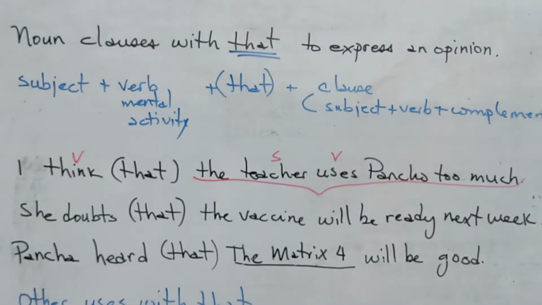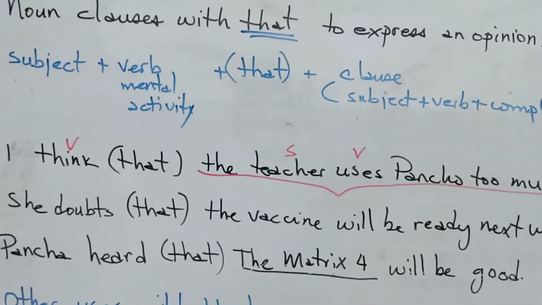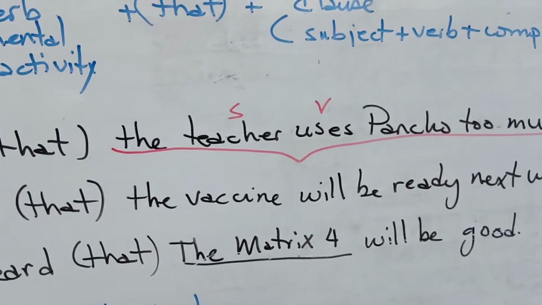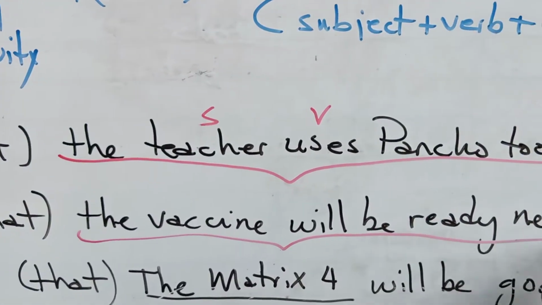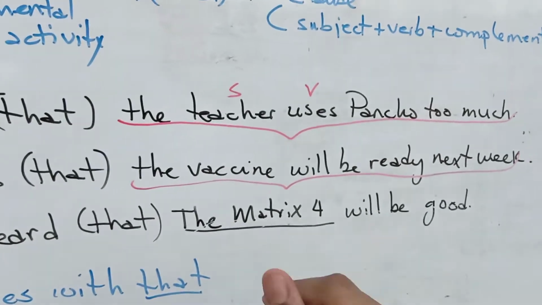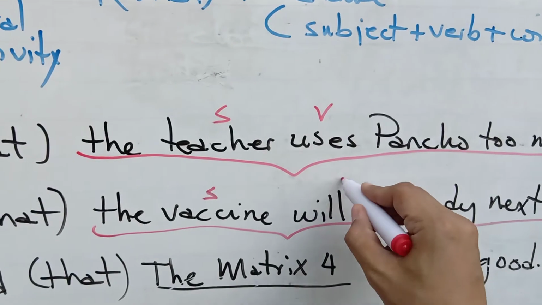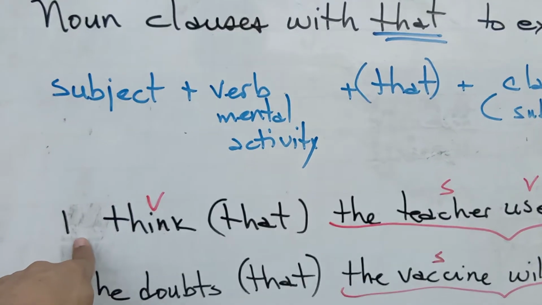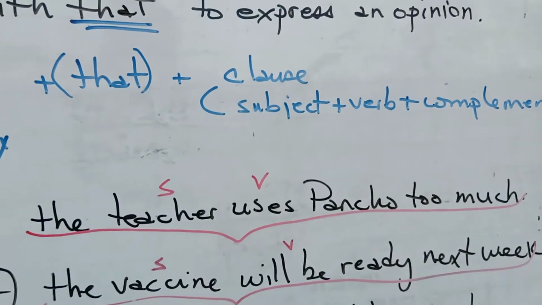She doubts that the vaccine will be ready next week. So, subject, verb. Then we have the vaccine will be ready next week. This is the noun clause. As you can see, they come after those verbs. And look, this is the subject of the clause, not the subject of the sentence. This is the subject of the clause, and this is the verb of the clause. She is the subject of the sentence. I is the subject of the sentence, but the teacher is the subject of the clause. The vaccine is the subject of the clause.